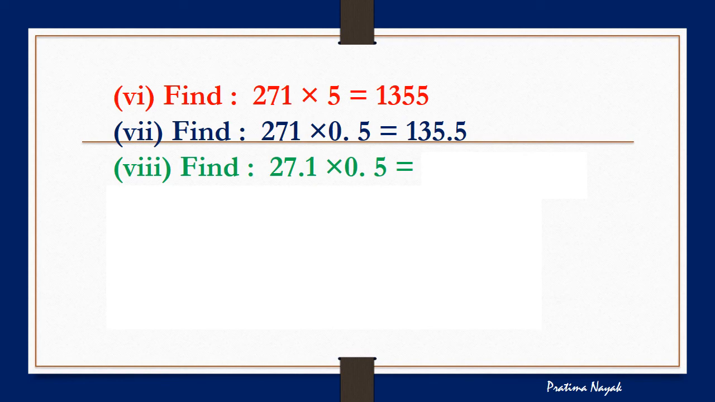Next, 27.1 into 0.5. Again, what to do? You will count the digits after the decimal. One is here, and another is here. So there will be 2 places to leave from your 1355. 1355 will leave 2 places from the right side. The decimal will be leaving 55 on the right side.